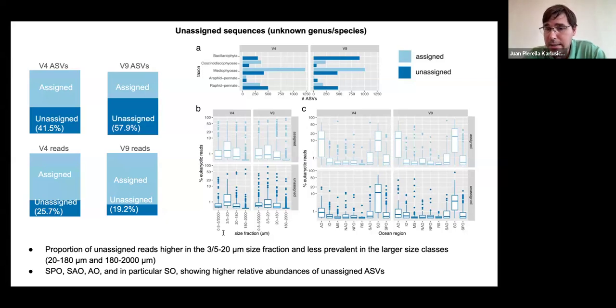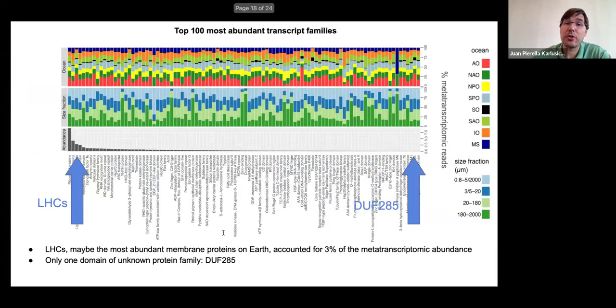When analyzing the regions in which unassigned reads are more prevalent, we have a higher relative abundance in the southern hemisphere, including the South Pacific Ocean, the South Atlantic, the Arctic Ocean, but in particular the Southern Ocean. A great proportion of the reads from the Southern Ocean are unassigned. That means a mean of 10% of the eukaryotic reads in the database from the Southern Ocean are unassigned, for example. So there is still a high amount of biodiversity that we need to study more to obtain more clues about them.